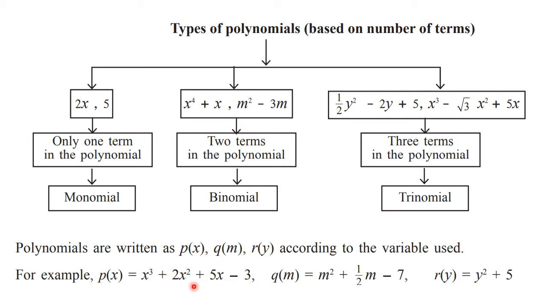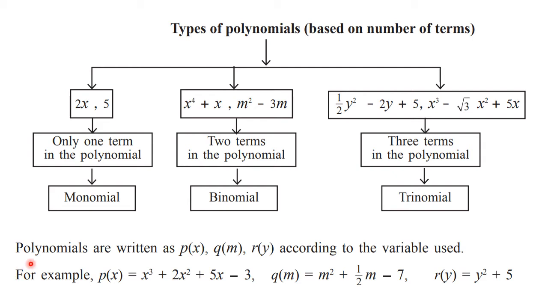So these are polynomials in one variable. Everywhere you find that there is only one variable present. These polynomials are written by using a small letter, and inside the bracket in front of that, the variable is written. For example, q of m. So here, all the terms will have variable m. R of y means all the terms will have variable y. It's a polynomial in variable y.